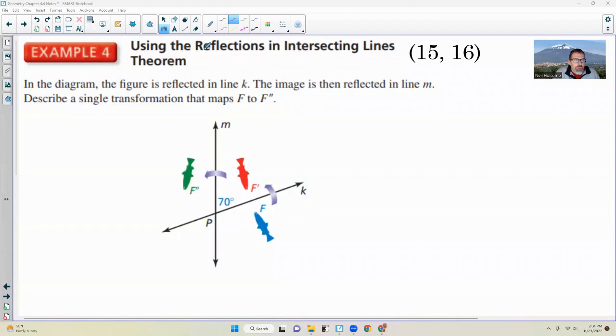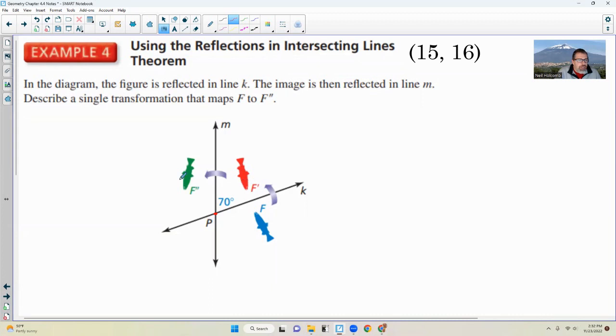Okay, so here's example 4. Using the reflections in intersecting lines theorem, so line K and line M intersect at point P. That's what we're given here. In the diagram, the figure is reflected. So this blue fish got reflected over line K and became F prime. The red fish, which is F prime, got reflected over line M and became F double prime, or the green fish. So the image is then reflected in line M. Describe a single transformation that maps F to F double prime.